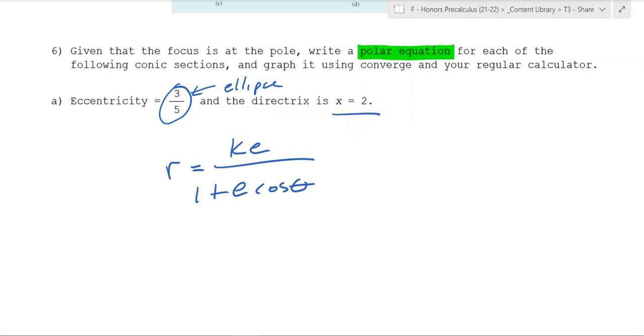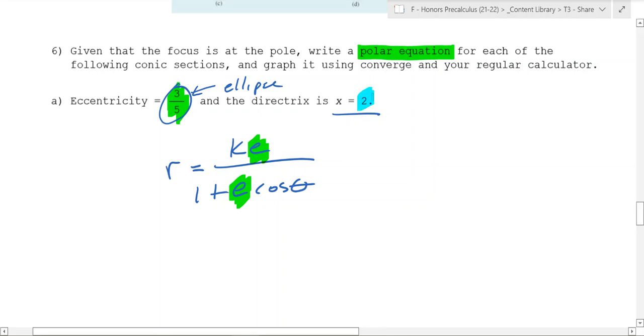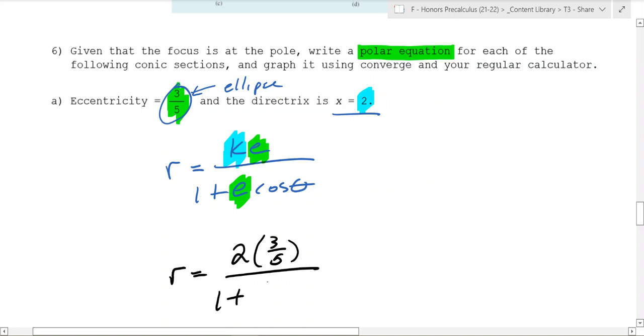So what you literally get to do is the e is 3/5, so we plug in 3/5 right there, and we know the k value. It tells us the k value is 2. It's just a plug-in here. So what do we end up with here? r equals, so it's going to be 2 times 3/5 all over 1 plus 3/5 cosine theta.